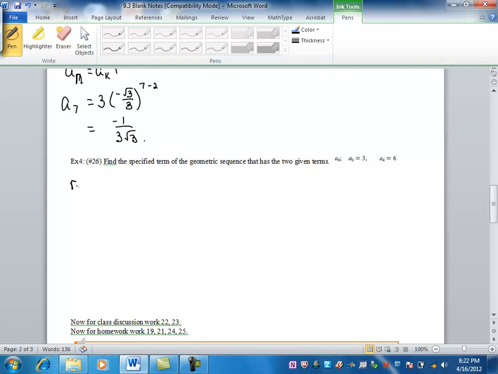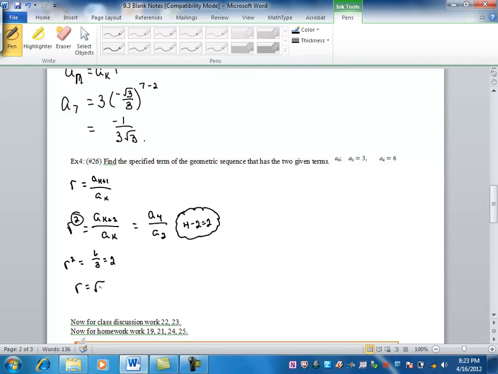Now normally r would equal a sub k plus 1 over a sub k. But since we've got a sub k plus 2 over a sub k, because what we've got here is a sub 4 over a sub 2, this is going to give me r squared. My exponent is going to match the difference of these two subscripts. And so r squared is going to equal 6 over 3, which is 2. That means my ratio is the square root of 2.